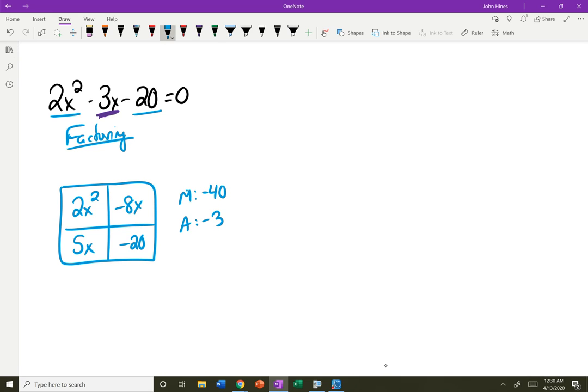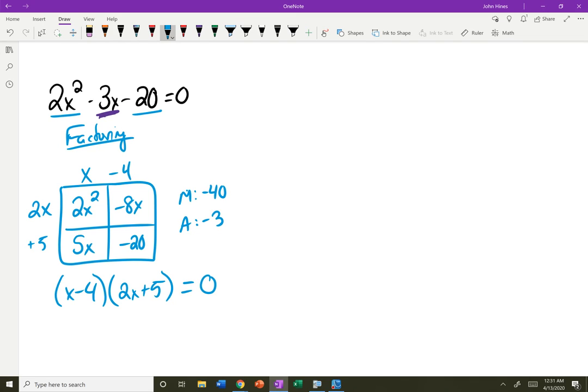And now we factor out from the side. From 2 and 8, I'm going to take out a 2x. X minus 4: negative 4 times 2 is negative 8, plus 5. 5 times x is 5x. So I know my factors are x minus 4 and 2x plus 5 equals 0.